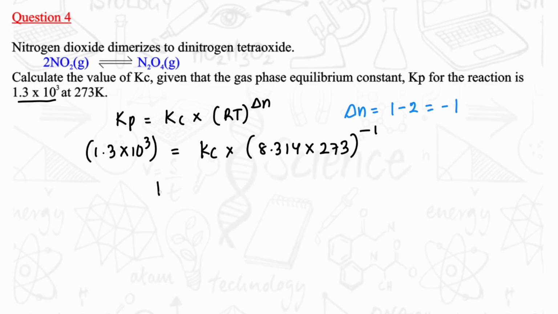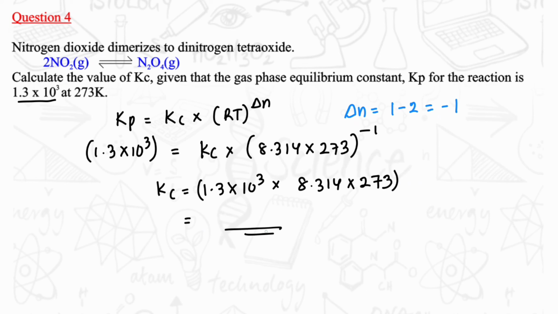So if you simplify this, we get Kc is equal to 1.3 into 10 to the power 3 times 8.314 times 273. And the answer will be 2.95 into 10 to the power 6. And the units will be moles cubic meter to the power minus 1.